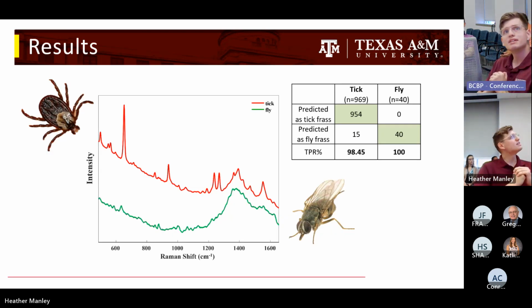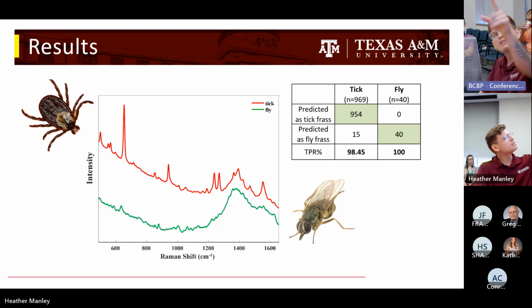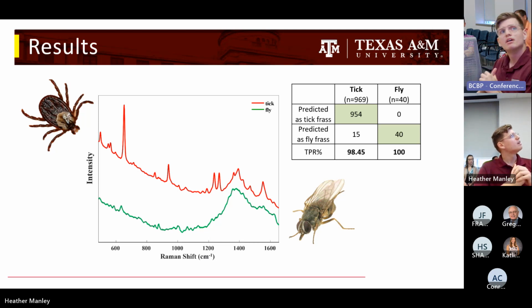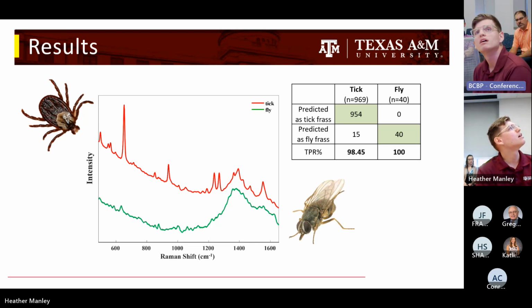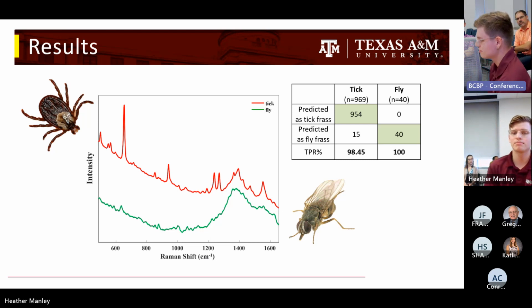Back to our hornfly versus ticks, you can see a great difference. Our red is all our average spectra for ticks, and the green is our average spectra for our hornflies. Again, they are very different, but they do share peaks. We had a peak at 653, which is our guanine-like band, and then we have some other peaks with the bloods. For our PLSDA, we had over 98% for ticks, to divide them between ticks and flies, and 100% for flies. So that was pretty good.